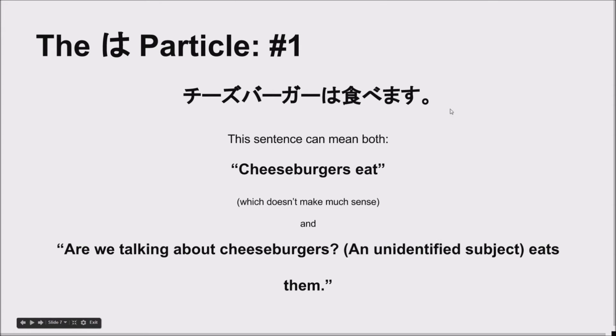Most likely what this sentence is saying is, I eat cheeseburgers at least. Are we talking about cheeseburgers? Yeah, I eat them. Most likely the subject is I. However, we're not sure. It's unidentified. Whatever the subject is, we're not sure. Out of context, this sentence could mean thousands of different things. In context, it most likely means I eat cheeseburgers, at the very least. Following this sentence, you might say, cheeseburger wa tabemasu, pizza wa tabemasen. I eat cheeseburgers. I don't eat pizzas.